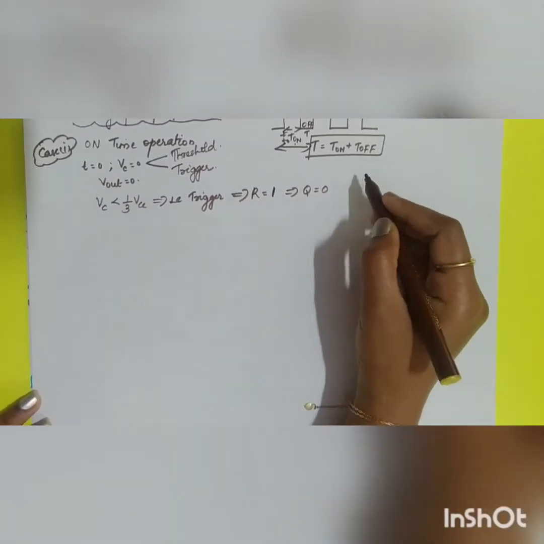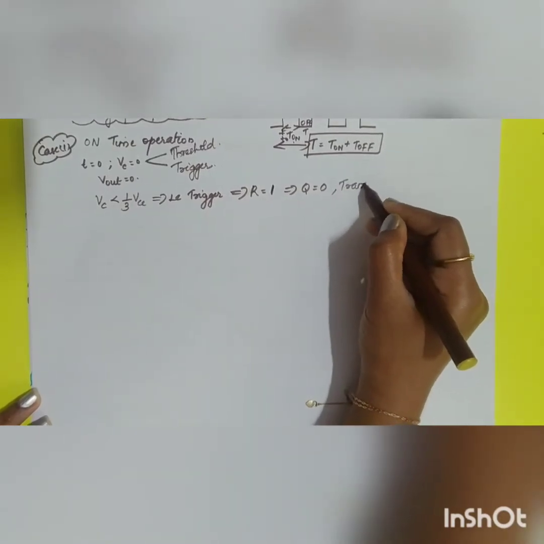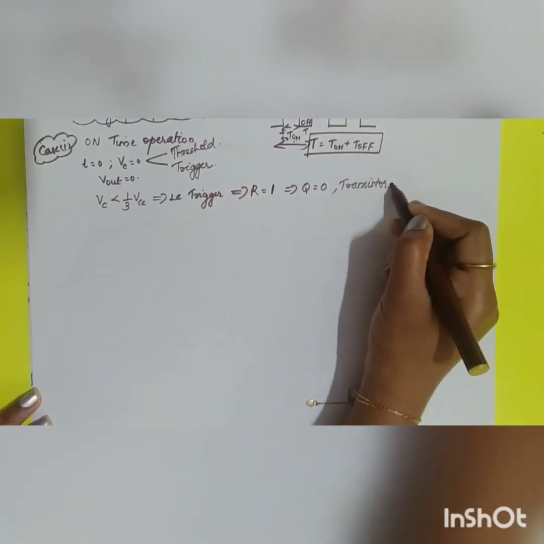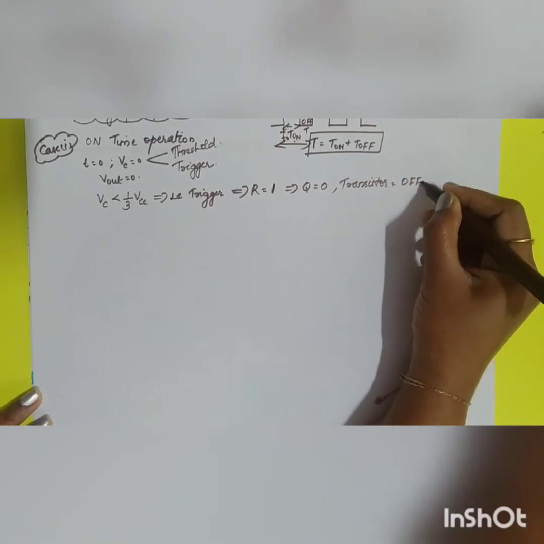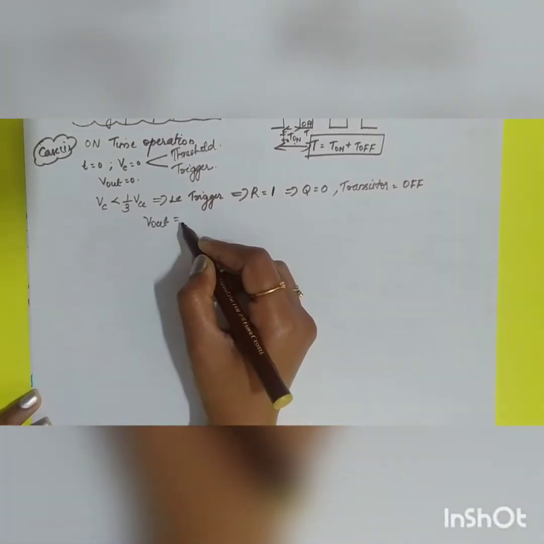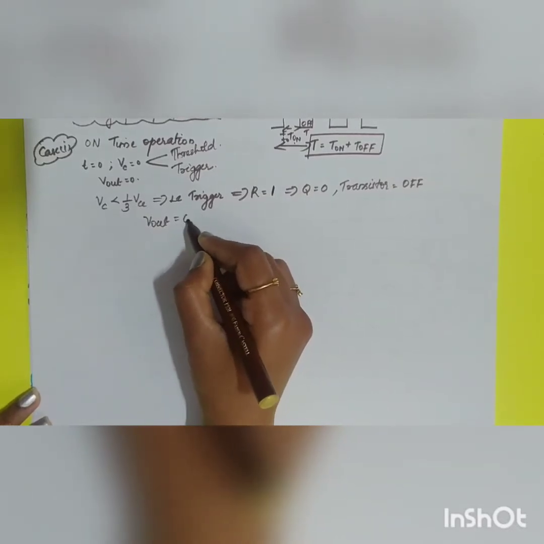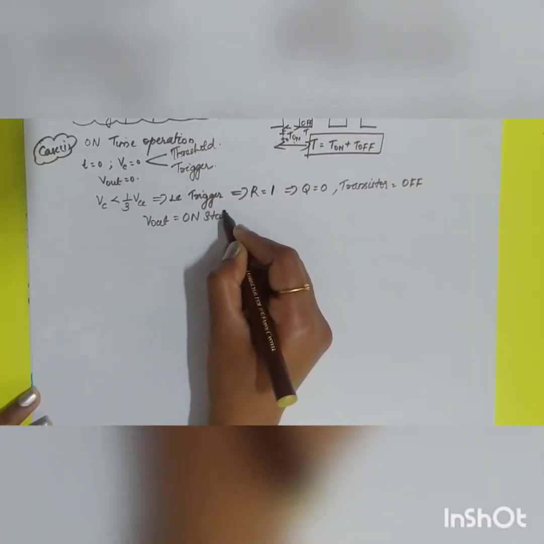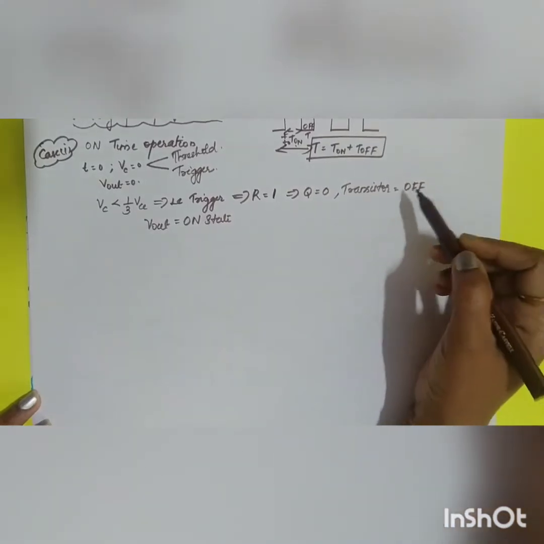When Q is equal to 0, what will happen to your transistor? The transistor will be going to the off state. At the same time, what will be happening to your V out? V out will switch from off state to on state. So this is what is happening.